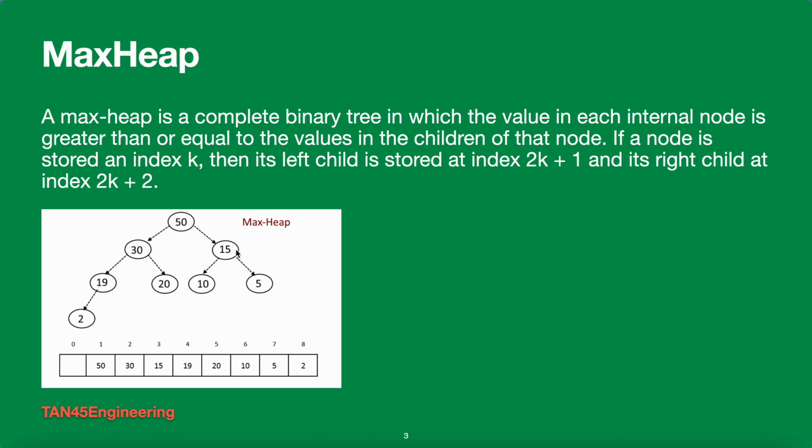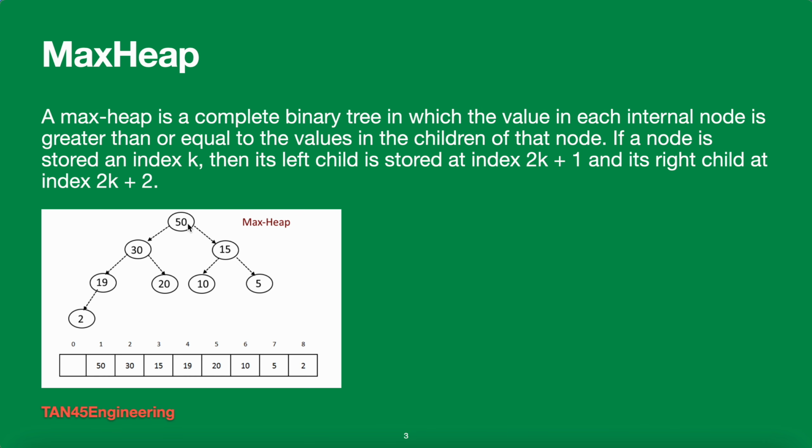Similarly, 50 is bigger than 30 and 15, 30 is bigger than 19 and 20, 15 is bigger than 10 and 5, and 19 is bigger than 2. But if you see, 20 is bigger than 15 and it is under 30 on the left side. The only principle that it follows is that the head will always have the biggest number. And once you remove the head, it reheapifies itself, and the next bigger number 30 will come up, 20 will go here, 19 will come here, 2 will come outside, like this. So this way we can always extract the biggest number.